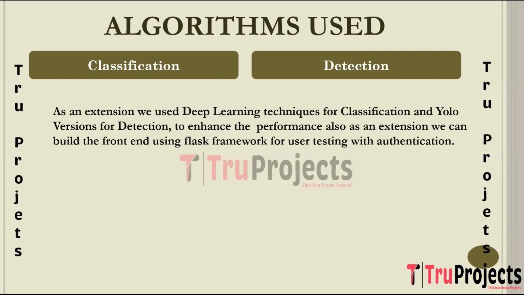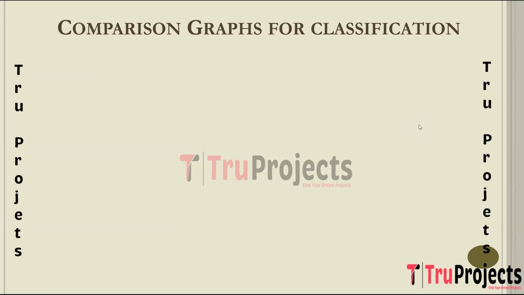As an extension, we have used other deep learning techniques for classification and YOLO versions for detection to enhance the performance. And also as an extension, we built a front-end using the Flask framework for user testing with user authentication. We have used accuracy, precision, recall, and F1 score to evaluate the classification models. And these are the performance metrics.